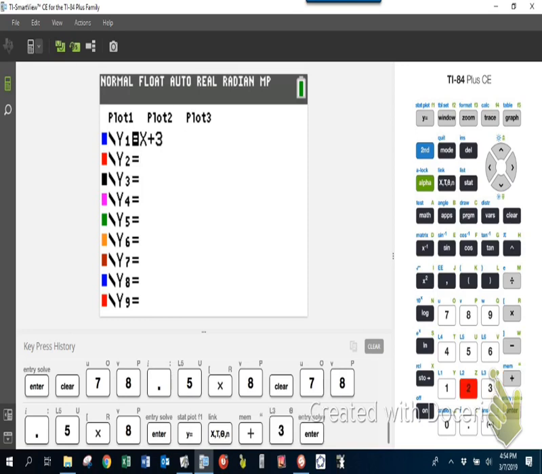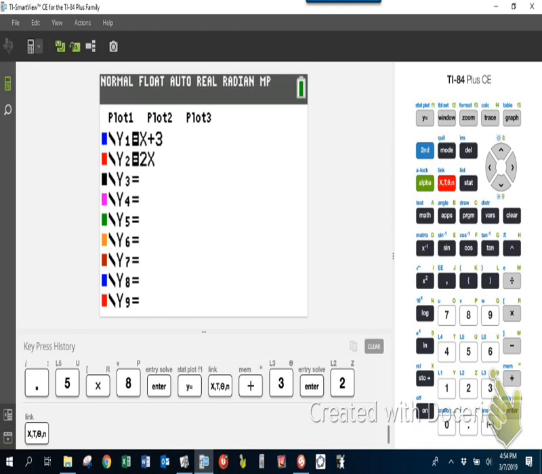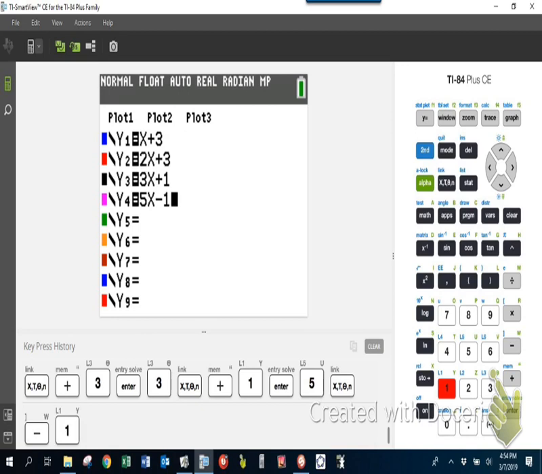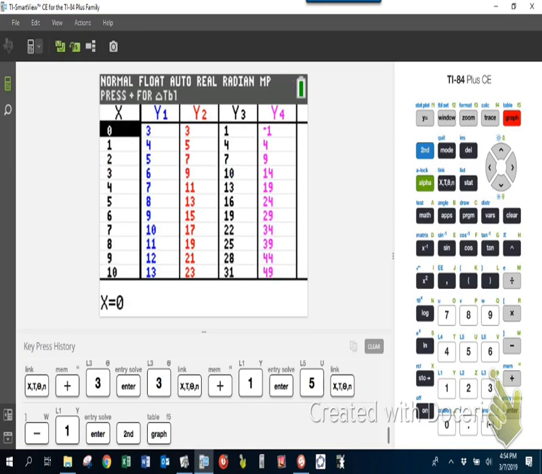Next is 2x plus 3. And then 3x plus 1, that's the answer I know is going to work, but we're checking this method anyways. And then 5x minus 1. And this is called y equals table because I've done the y equals part. Now I want to go to table. So I'm going to press second table, and I'm looking at all my answers here.